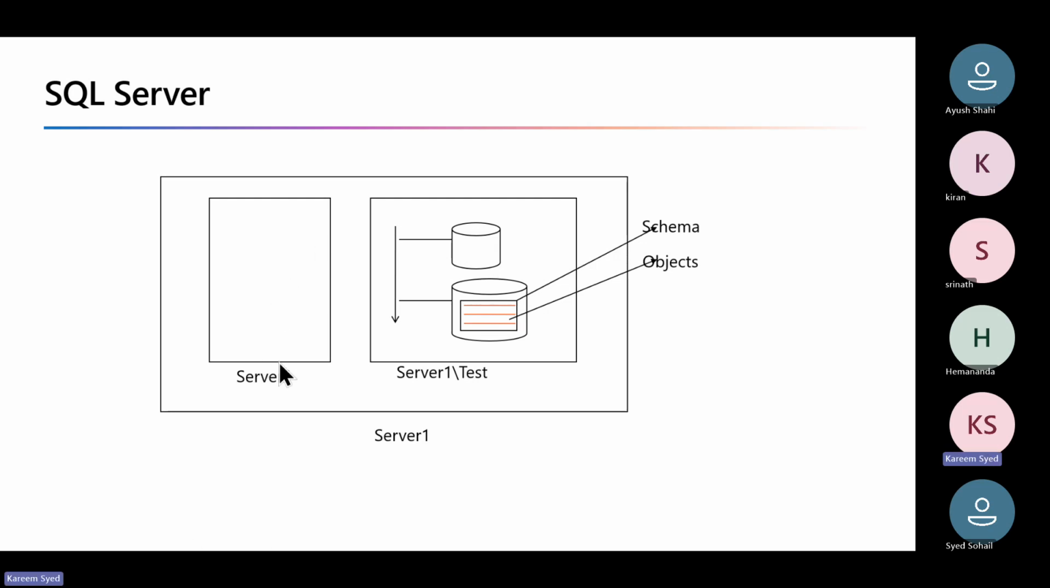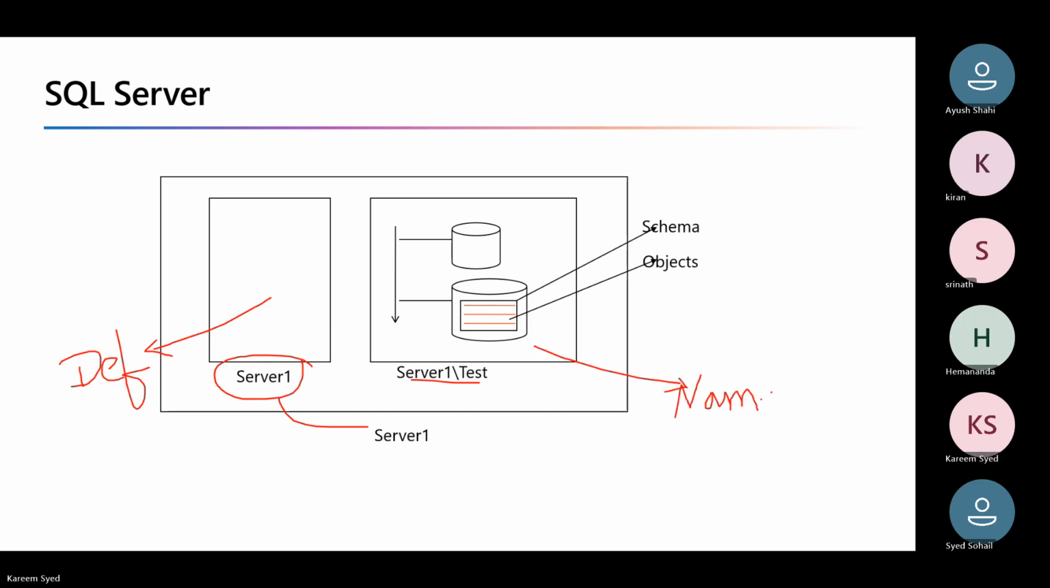Check here. This instance name is equal to my system name. That's why we are calling it the default instance. Here we have system name slash some name, right? That's why we'll call it a named instance.